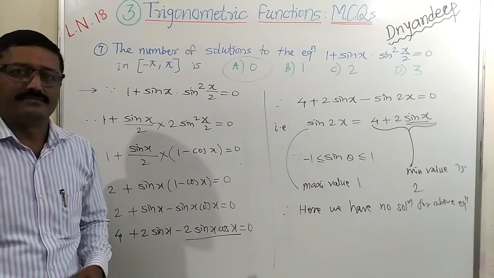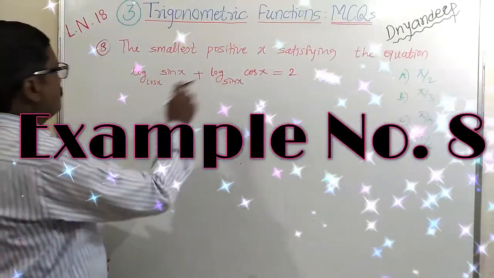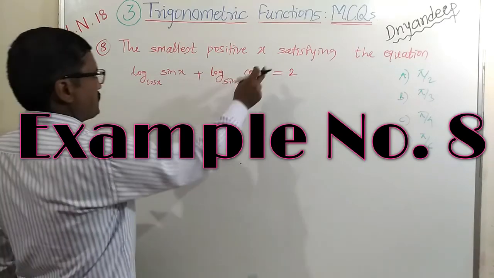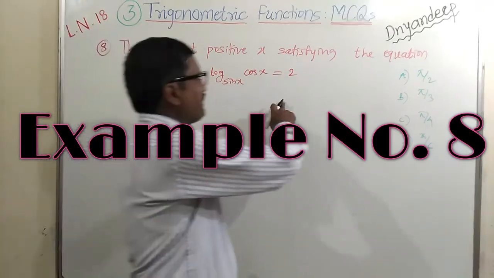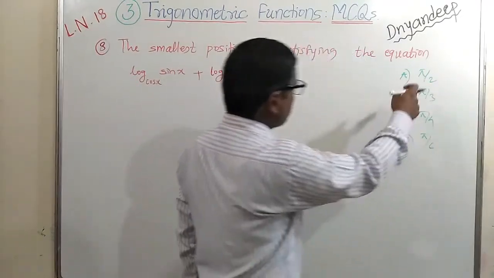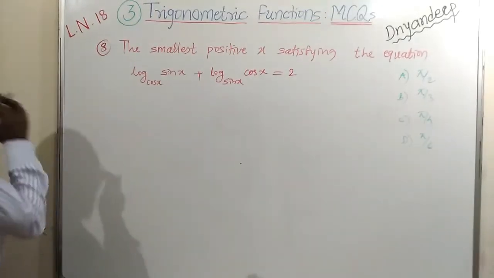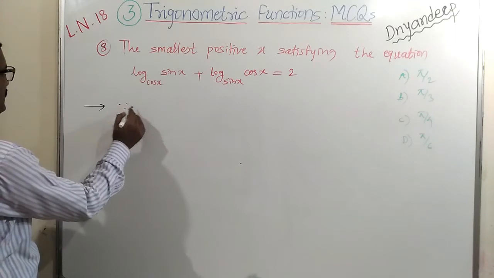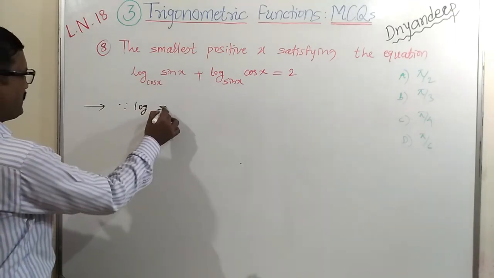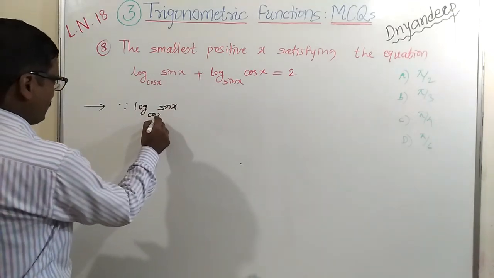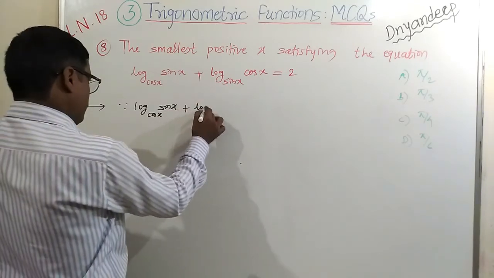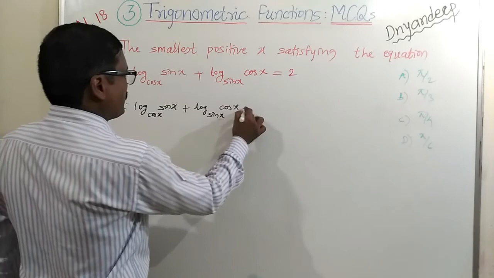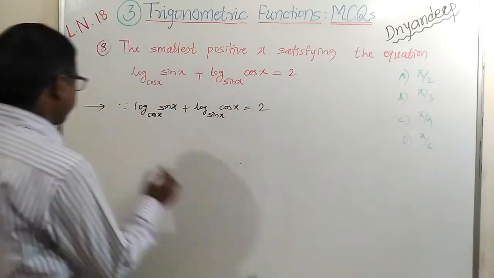Okay. The smallest positive x satisfying the equation log of sin x to the base cos x plus log of cos x to the base sin x equal to 2, and the options are A, B, C, D given here. Let us find the smallest value of x.